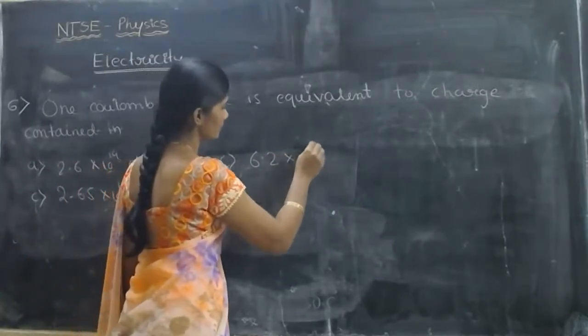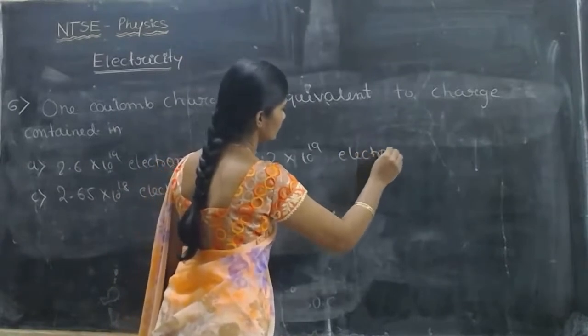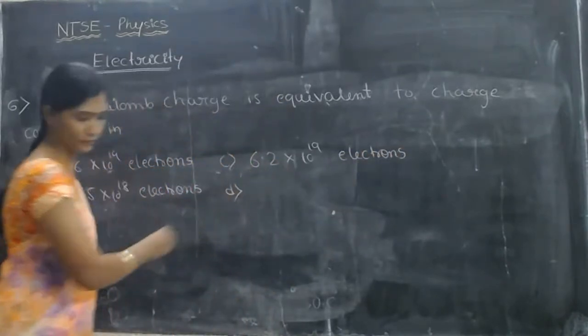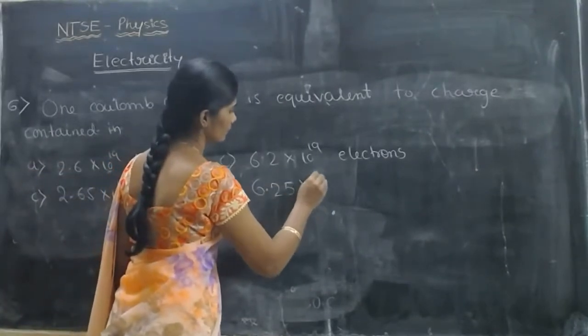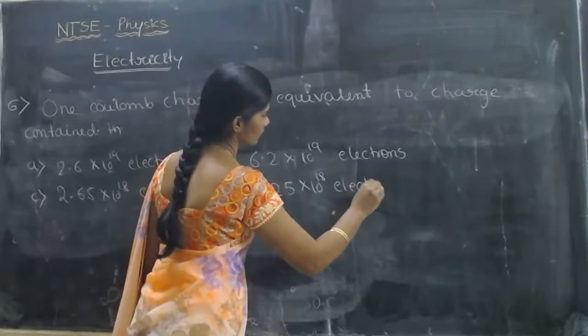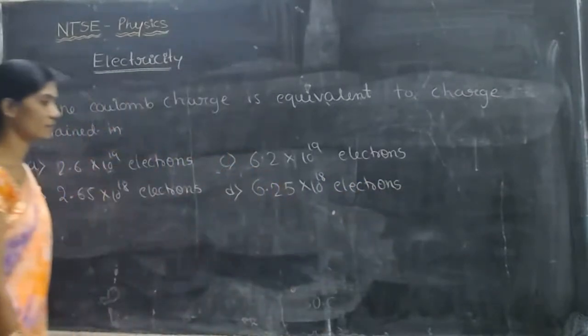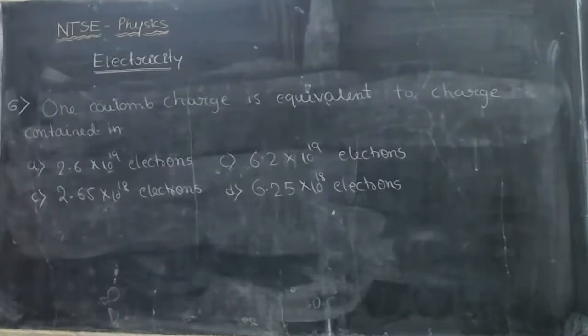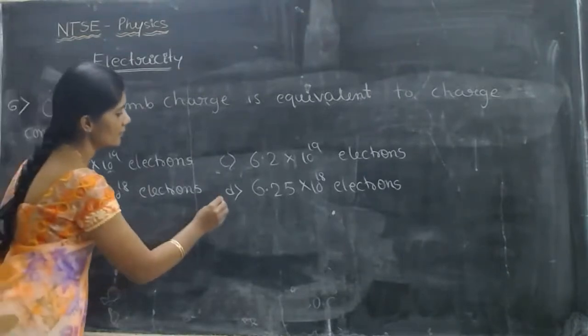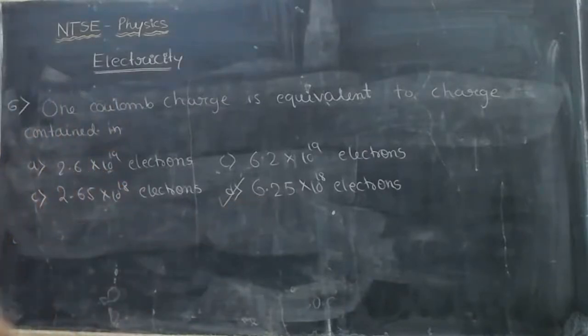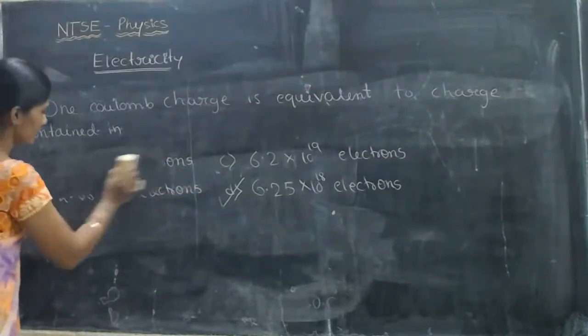Sixth one. What is the charge content in a 1 coulomb? Which is the right answer? It's a V1. This part you have to remember. 625. Your total marks in SSLC. 18. Have a birthday, means remember.